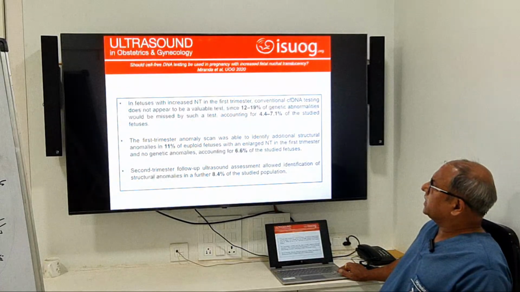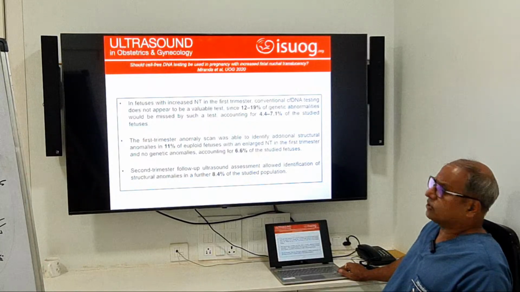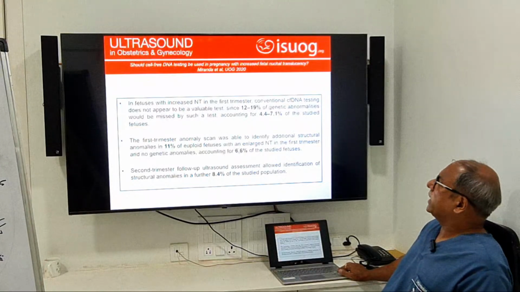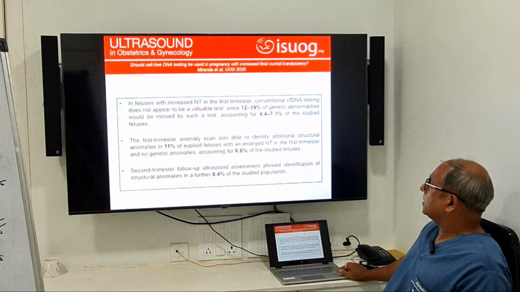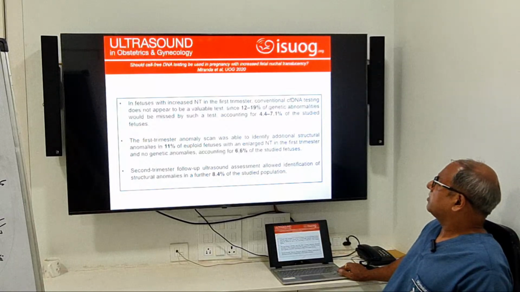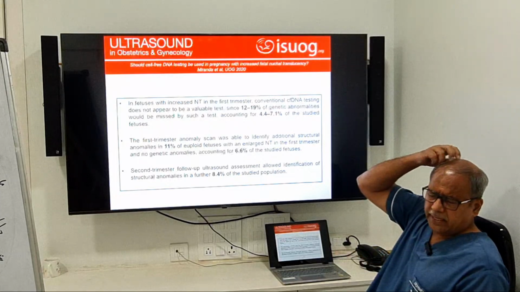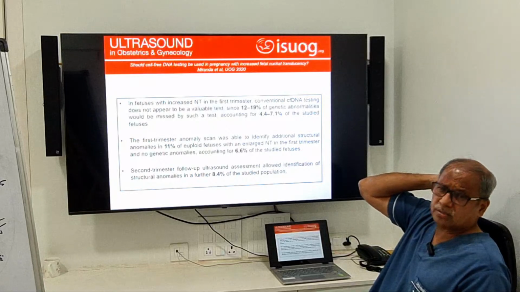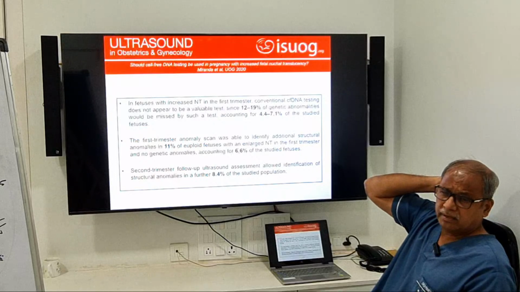In fetuses with increased NT in the first trimester, conventional cell-free DNA testing does not appear to be a valuable test, since 12 to 19% of the genetic abnormalities would be missed by such a test, accounting to 4.4 to 7.1% of the studied fetuses. That means the cell-free DNA is more specific about the gross chromosomal defect, not even subchromosomal defect.